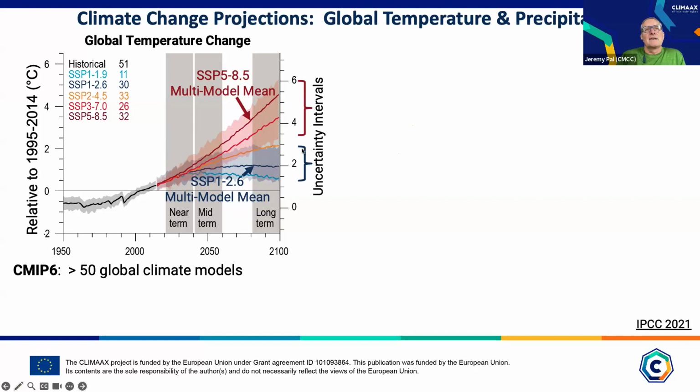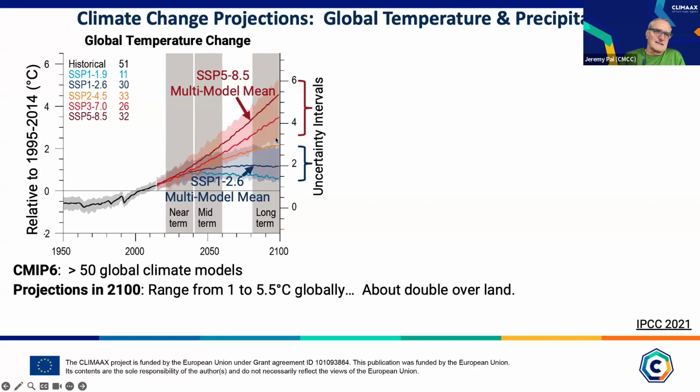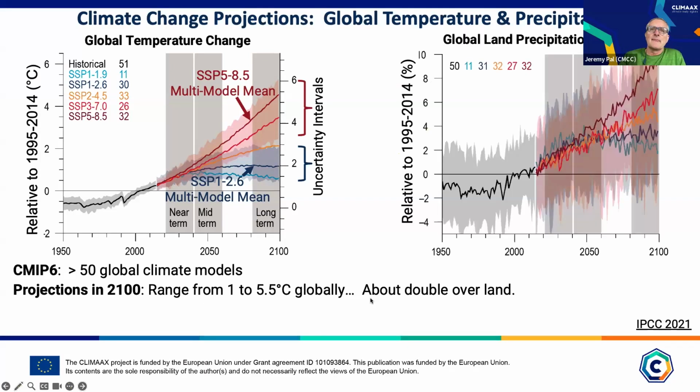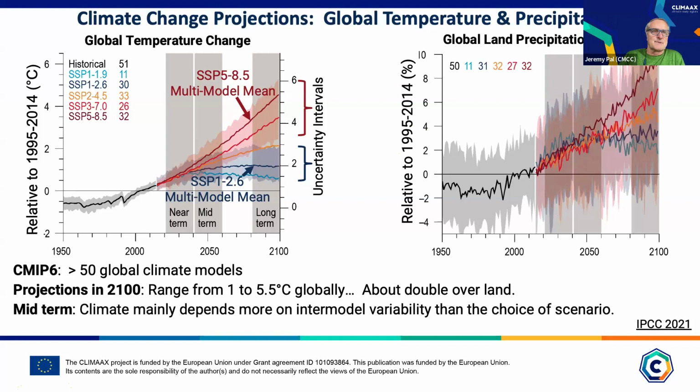That shading really gives some measure of the uncertainty. There are 2 uncertainties being considered here, but in this particular case, we're looking at the uncertainties with the models. So the shading, the difference here, is the uncertainty, the differences between the different models. We have some models that are more sensitive and some that are less sensitive. The projections in 2100 range from about 1.5 to 5.5 degrees globally, roughly double over land. And if we look at precipitation, the uncertainty is quite a bit larger, because precipitation processes are much more complex to simulate, and some models show greater increases in precipitation, and others show smaller increases.